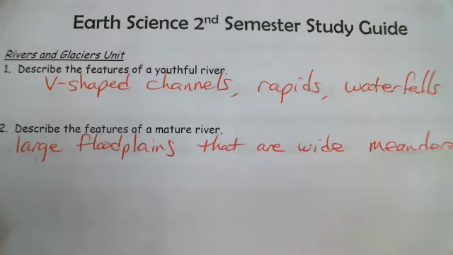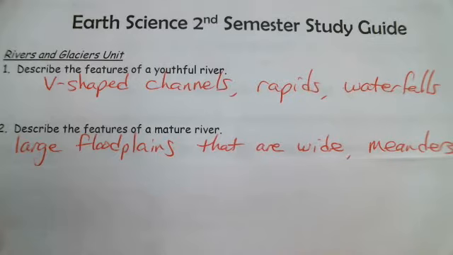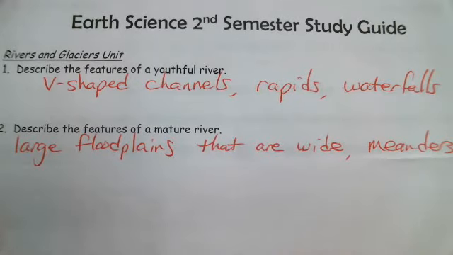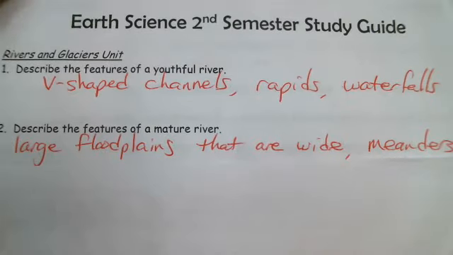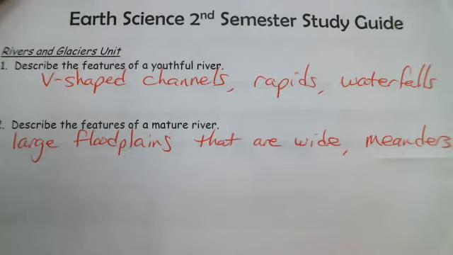A mature river has large floodplains, and these floodplains are going to be pretty wide because there's been lots of time for the rivers to erode back and forth and to erode their banks down. And it has lots of meanders, which are S-shaped turns.